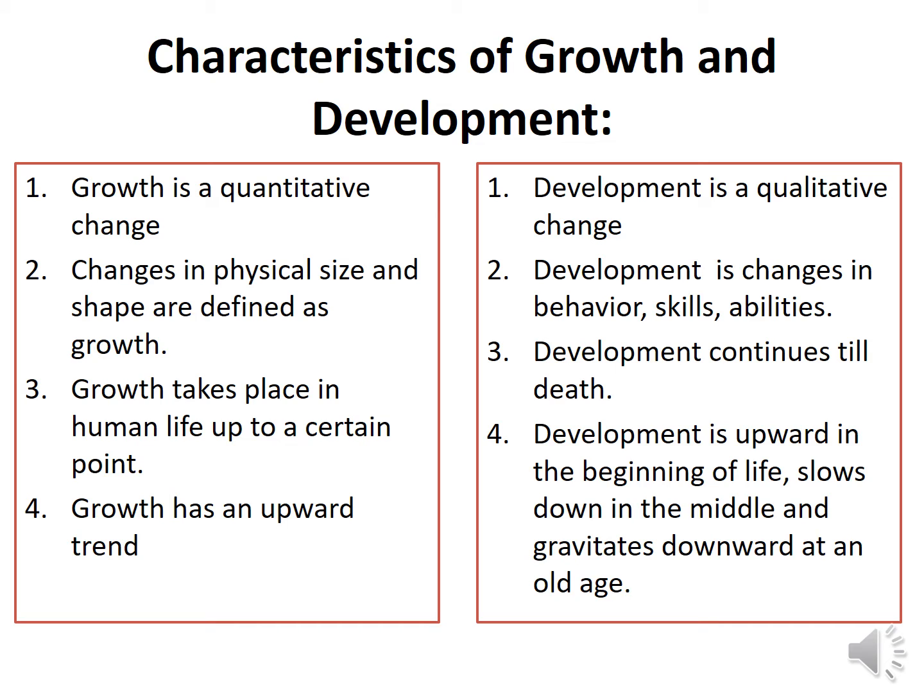In number 3, growth takes place in human life up to a certain point, whereas development continues till death. And another most important comparison is that growth has an upward trend, but development is sometimes upward and sometimes downward. Here it is said that development is upward in the beginning of life, slows down in the middle, and gravitates downward at an old age.